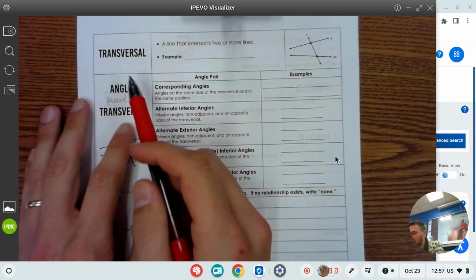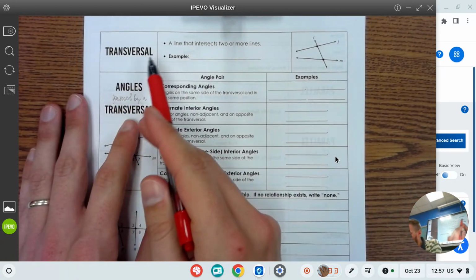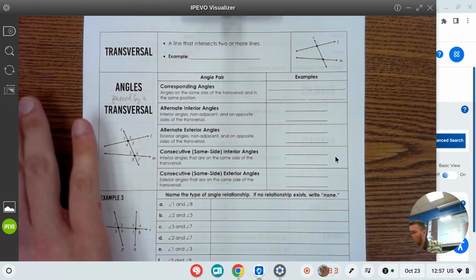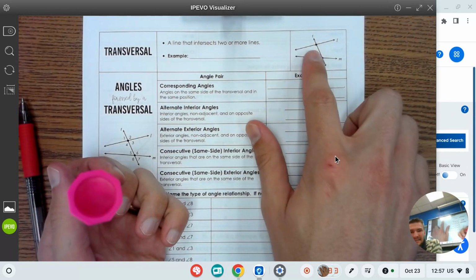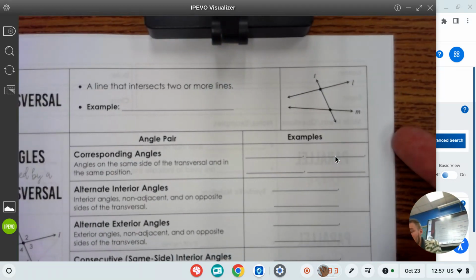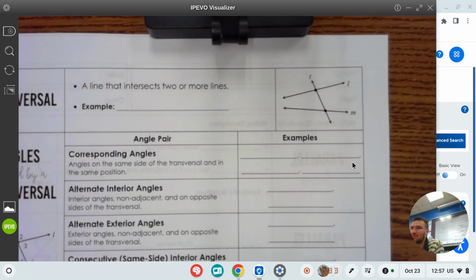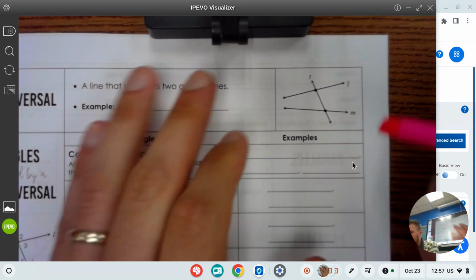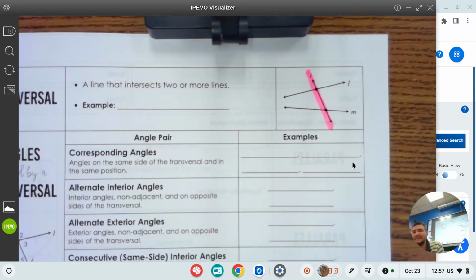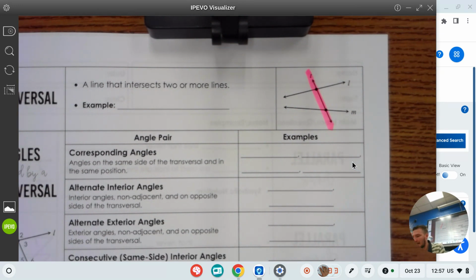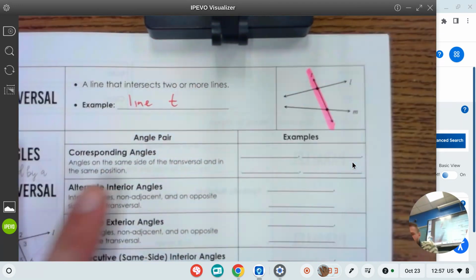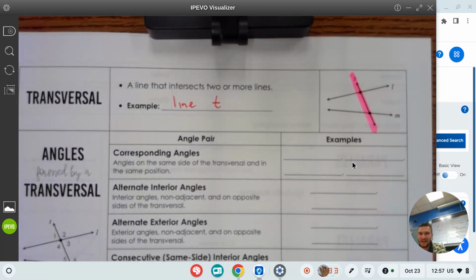Okay? Starting off with transversal, a line we haven't heard before, is a line that intersects two or more lines. So if you look here, we've got line T, line L, and line M. Which one intersects two different lines? There's only one option here. Line T. You see how line T is crossing two lines. That means that line T is a transversal.